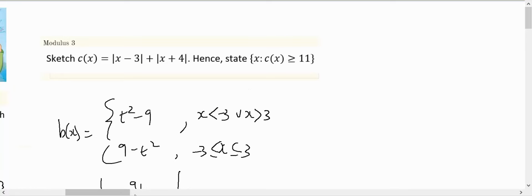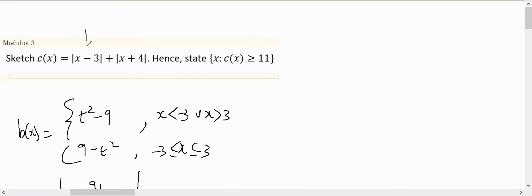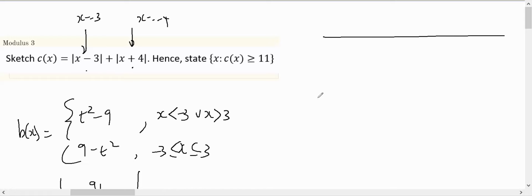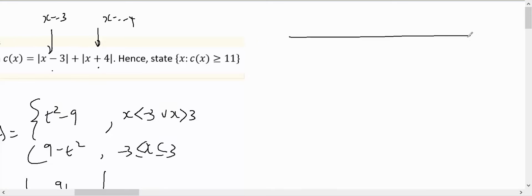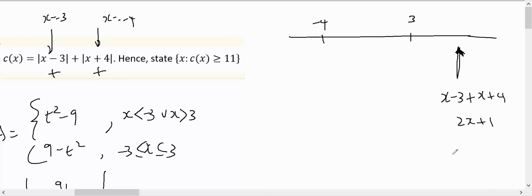Okay, so now I've got to consider adding these two together. This one here will be equal to 0 when x equals 3, and this one will be when x equals -4. So I'm going to consider on a number line -4 and 3. So here, when x is bigger than 3, that will be positive and that will be positive. Therefore, I've got x minus 3 plus x plus 4, 2x plus 1.